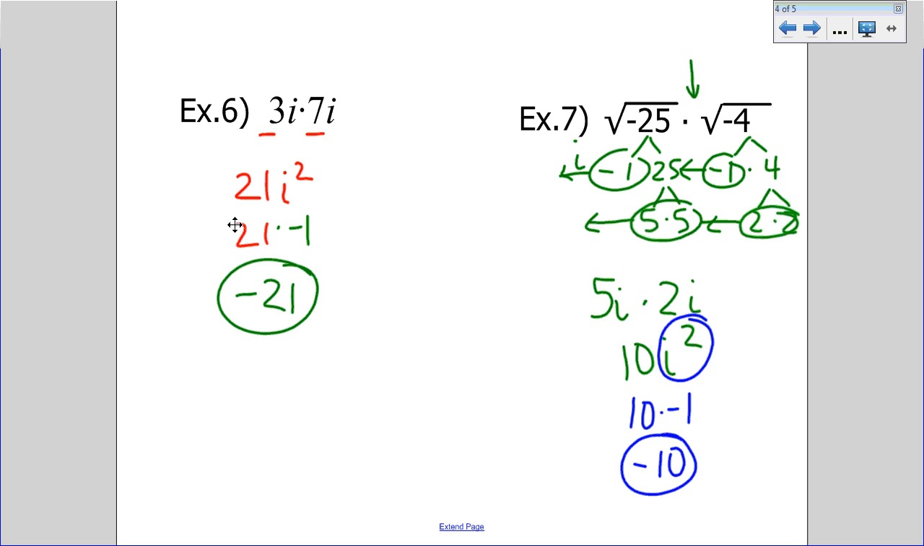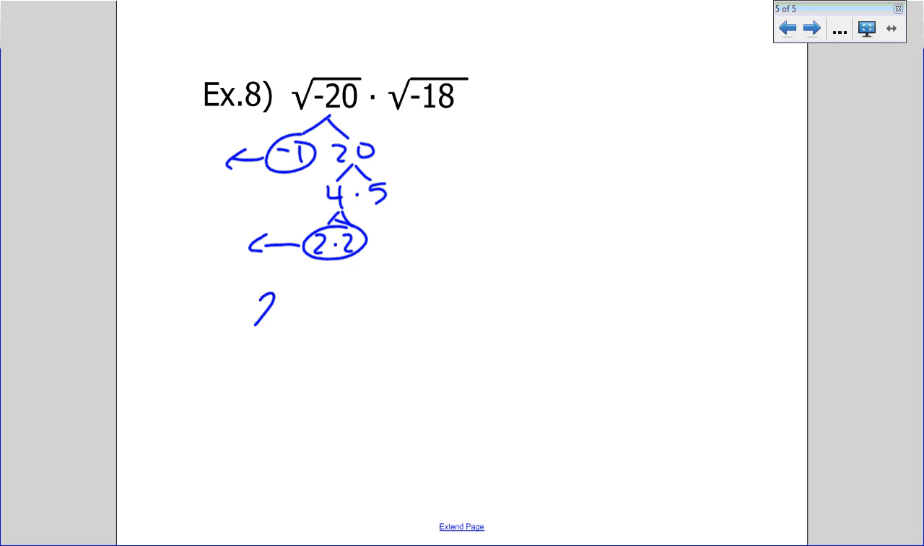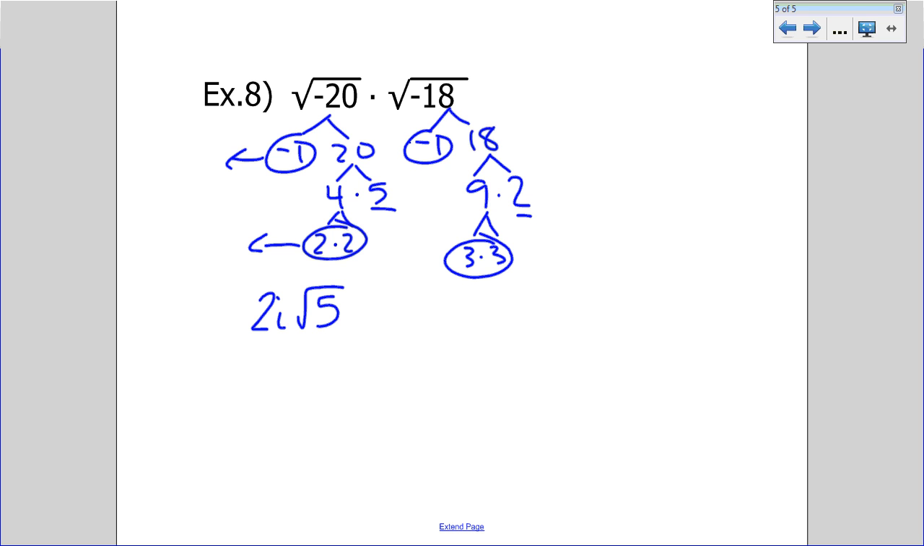All right, we'll take some questions over these tomorrow. And last but not least, we take a look. It's still multiplication, but we're going to break things down. Negative 1 times 20. 20 is 4 times 5. This is 2 times 2. So this is going to be 2i with the square root of 5 left. This is going to be negative 1 times 18, 9 times 2, and this is 3 times 3. So these are all coming out. So I have times 3i and then square root of 2.